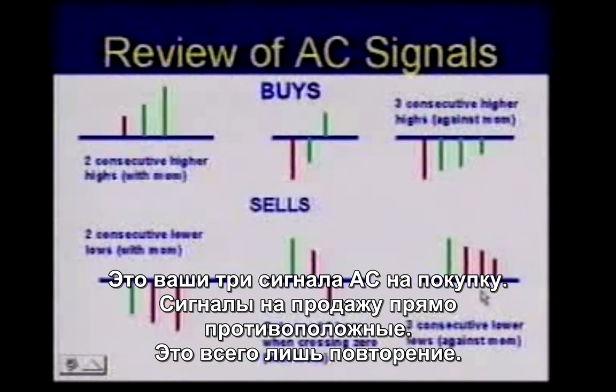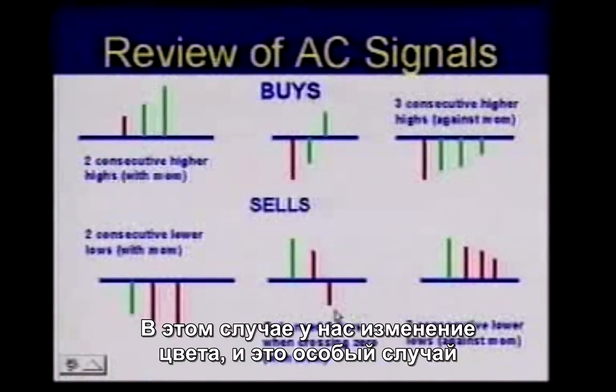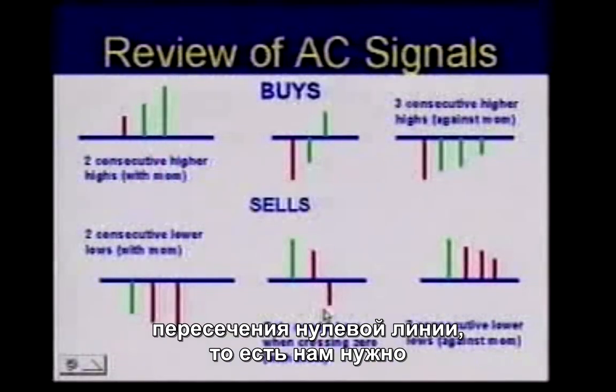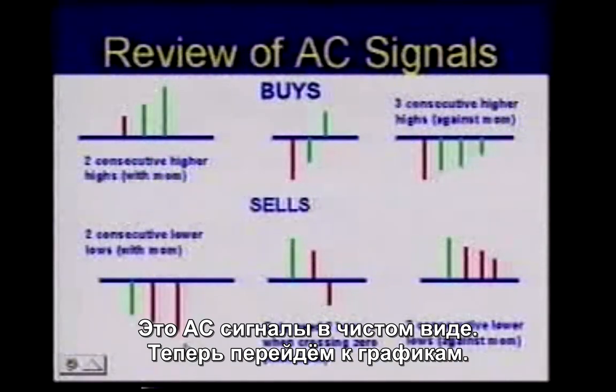Your AC sells are just the opposite, so it's a review. 3 consecutive lower lows against momentum after a color change. In this case, we have a color change in your special case when crossing zero, so you only need 2 lower lows. And then here we have it 1 color change, and then you have 2 lower lows. That's your pristine AC signal. So now let's go through and look at some charts.